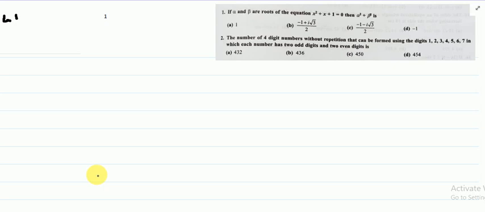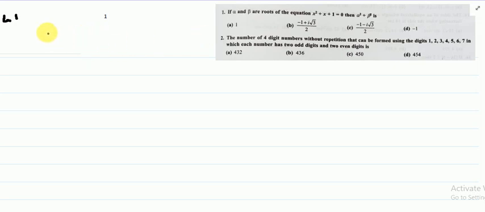So today I am going to consider the 2019 CET paper. Here the first question is, if alpha and beta are roots of this equation. So in quadratic equations we have the property about the sum of the roots and the product of the roots.